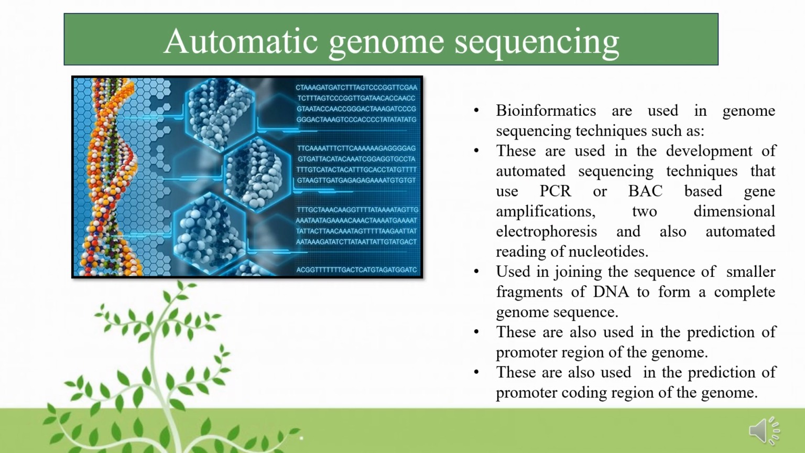In automatic genome sequencing, bioinformatics is used in the development of automated sequencing techniques that use PCR, which is also known as polymerase chain reaction, or BAC, which is also known as bacterial artificial chromosome-based gene amplifications, two-dimensional electrophoresis, and also automated reading of nucleotides. These are used in joining the sequence of smaller fragments of DNA to form a complete genome sequence. These are also used in the prediction of the promoter region and the coding region of the genome.